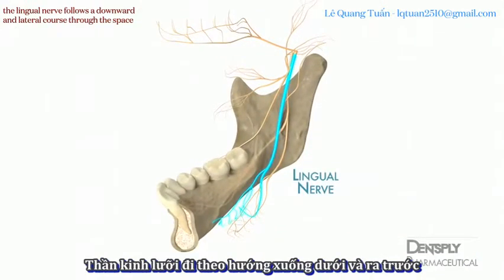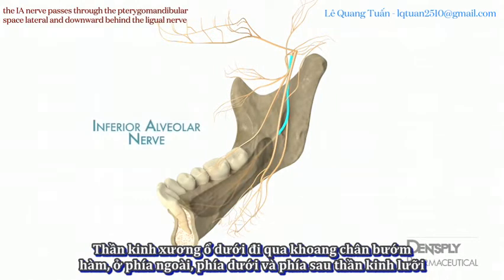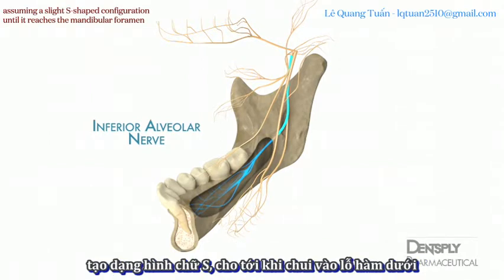The lingual nerve follows a downward and lateral course through the space until it reaches the most anterior and inferior corner, where it exits into the floor of the mouth. The inferior alveolar nerve passes through the pterygomandibular space lateral and downward behind the lingual nerve, assuming a slight S-shaped configuration until it reaches the mandibular foramen.